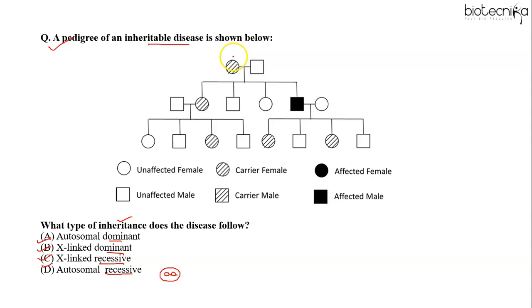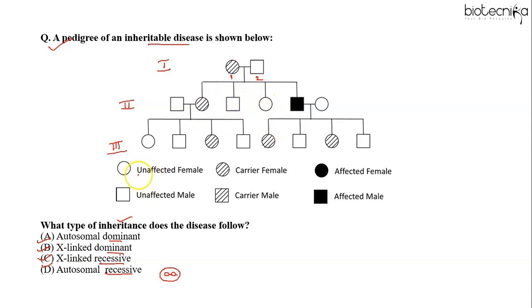So if we analyze the given pedigree and write down the genotypes, you can see this is the first generation, this is the second, and this is the third. As denoted, this is a carrier female, so let's number it as 1, and this is the unaffected male. To answer this question, you have to analyze the given family tree carefully.